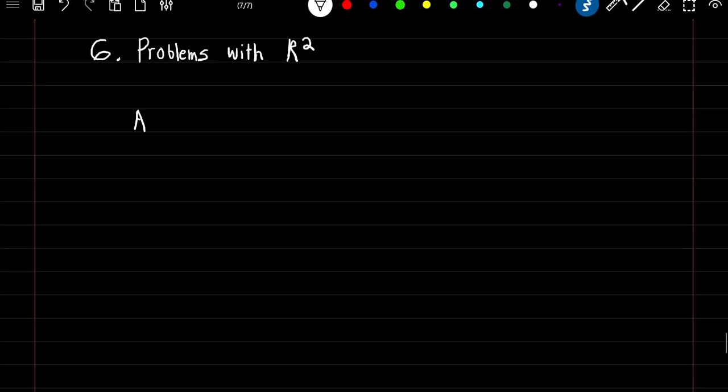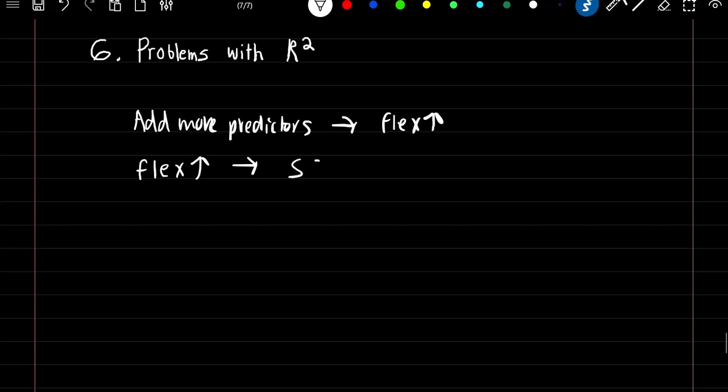So, as you add more predictors, it'll cause your flexibility to increase. So no matter what predictors you add, your flexibility will always increase. So as your flexibility increases, it'll cause your sum of squared errors, or the amount of unexplained variability, to decrease in your trained data. So if you're judging your r-squared from your trained data, as the flexibility increases, or as you add more predictors, the sum of squared errors will decrease, and then your SSR, or the explained variability, will increase.